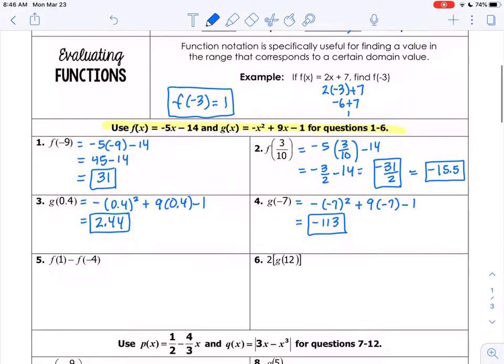Now number 5, notice it has f of 1 minus f of negative 4. So basically it's like two problems in one. So we're going to plug in 1 into the first one. That would be negative 5 times 1 minus 14. Oops, let me write that as 14.